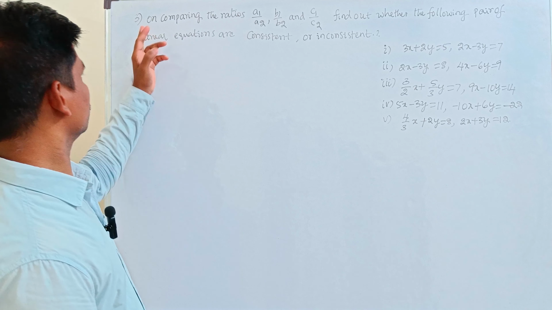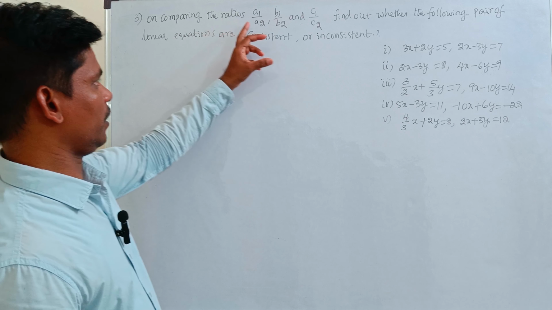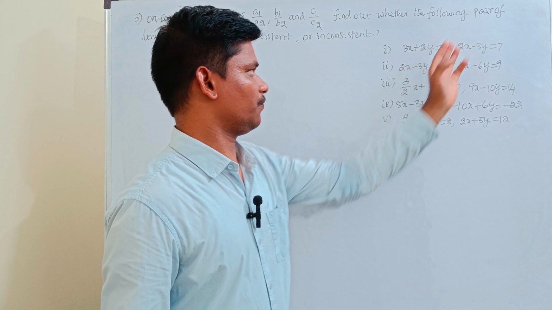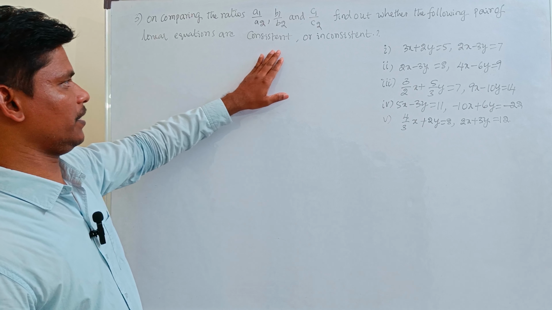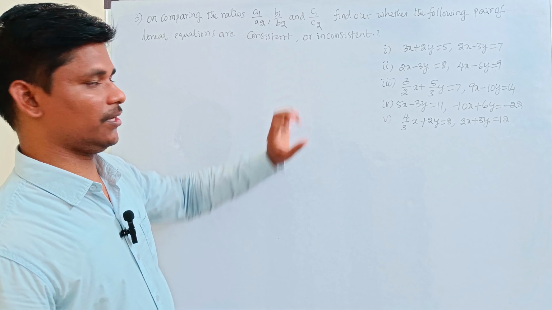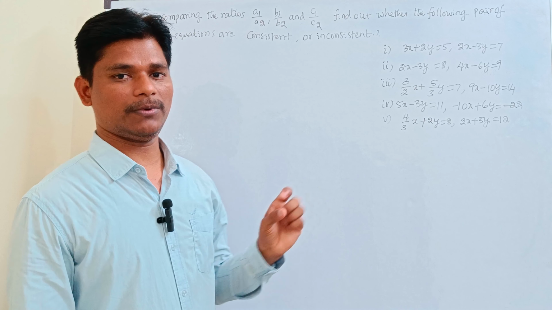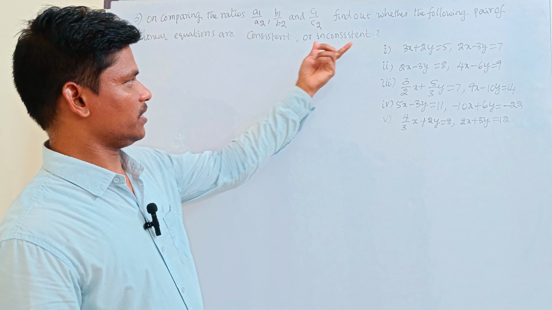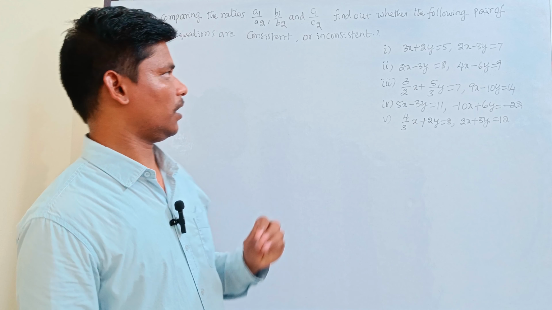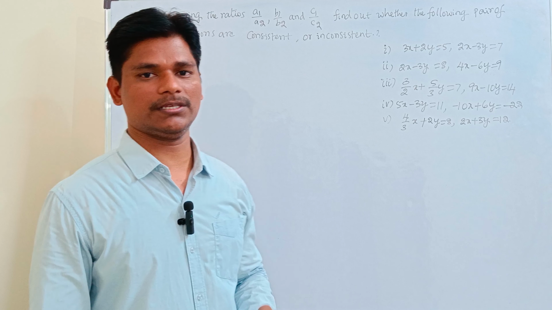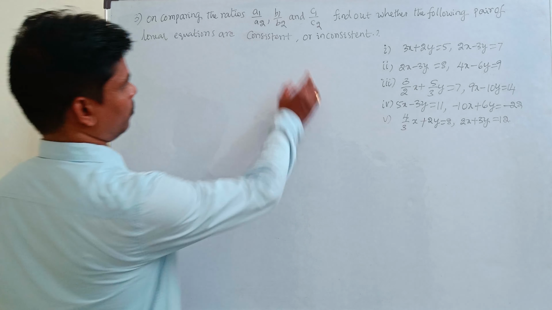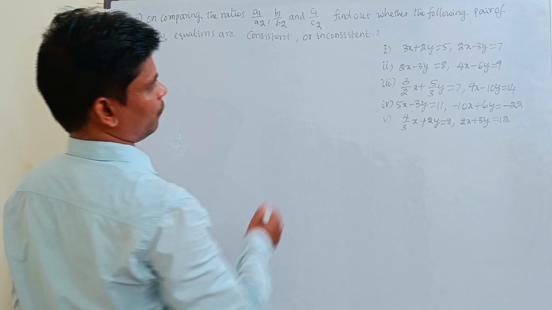Next question, third question. On comparing the ratios A1 by A2, B1 by B2 and C1 by C2, find out whether the following pair of linear equations are consistent or inconsistent. What is a consistent system? The pair of linear equations having solutions, that type of system is called consistent. What is inconsistent? Having no solutions of the given pair of linear equations, that system is an inconsistent system. See, find out ratios A1 by A2, B1 by B2, C1 by C2. Here the 5 questions are given.